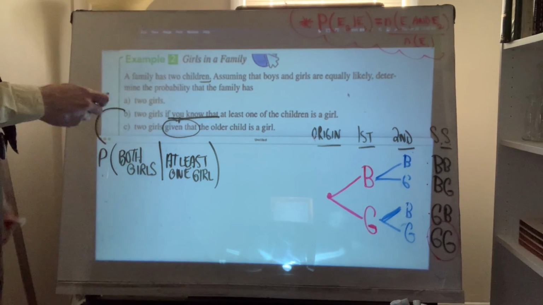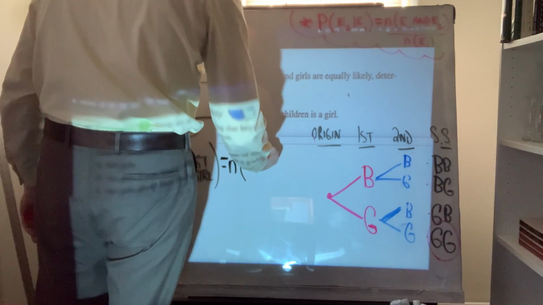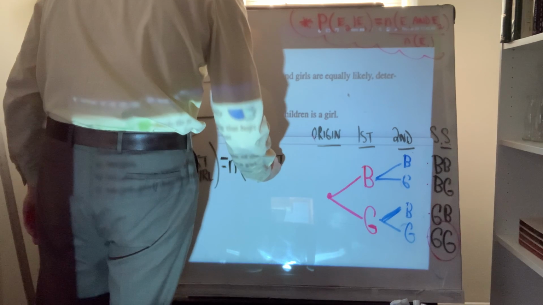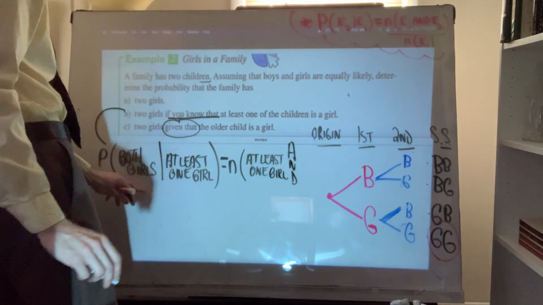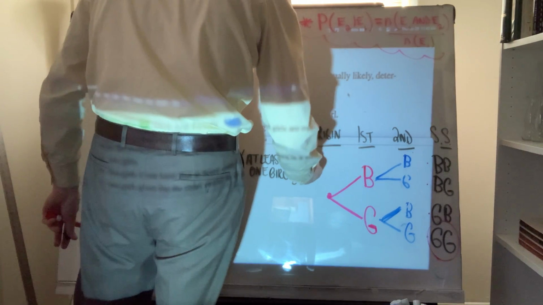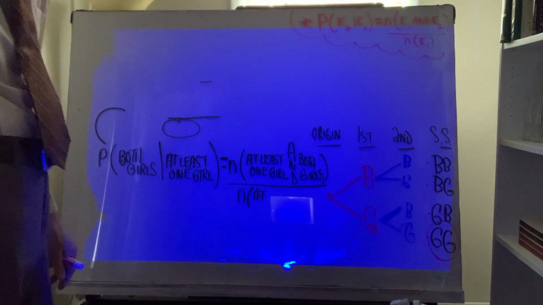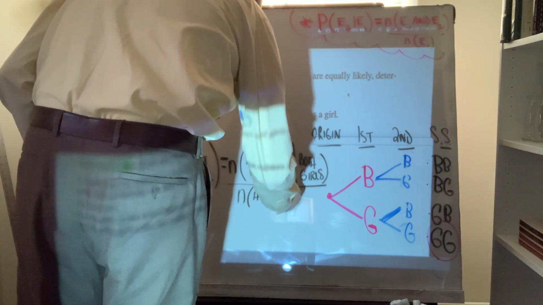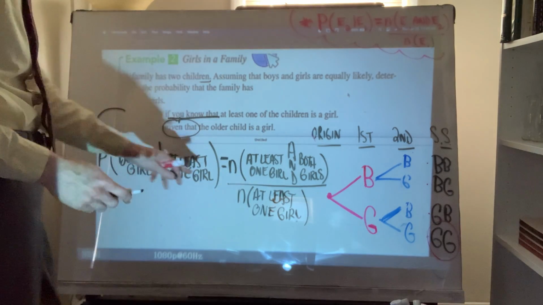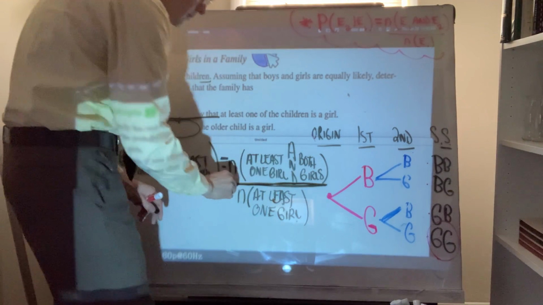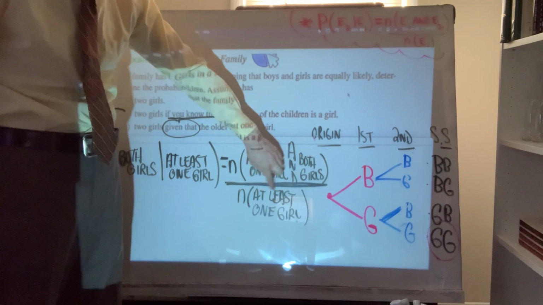So this would be the number of events favorable to at least one girl and both girls, over the number of events that are at least one girl. Let's start with the bottom because it's probably easier. How many things in the sample space are at least one girl?